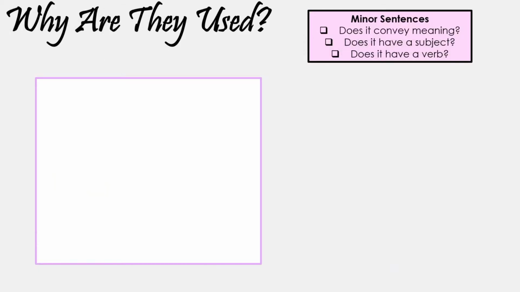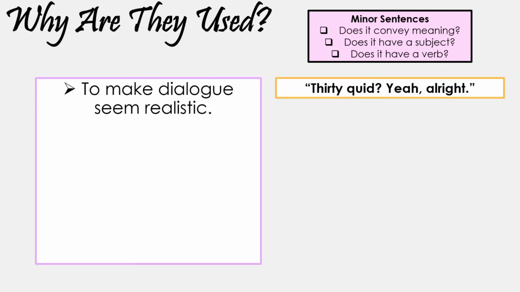Minor sentences are used for a few different reasons. Much of the time they're used in a conversation or to make a character's speech more realistic, so you often find minor sentences in dialogue. Look at the example, 30 quid. Yeah, alright. Now a character is more likely to say that as opposed to, this item costs 30 quid? Yeah, that price is alright.